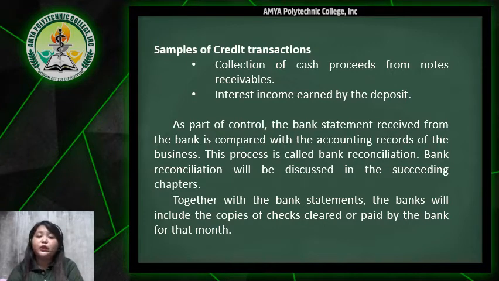So as part of control, the bank statement received from the bank is compared with the accounting records of the business. This process is called bank reconciliation. Bank reconciliation will be discussed in the succeeding chapters. Together with the bank statements, the banks will include the copies of checks cleared or paid.